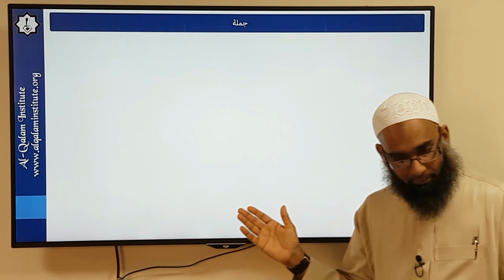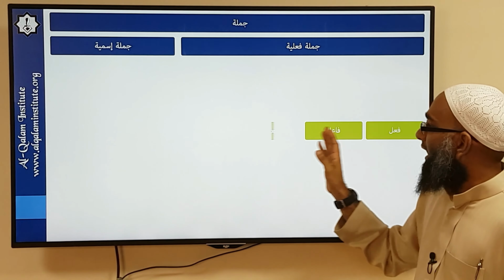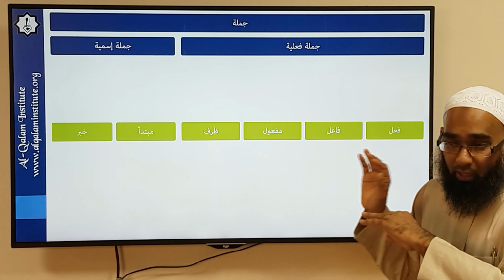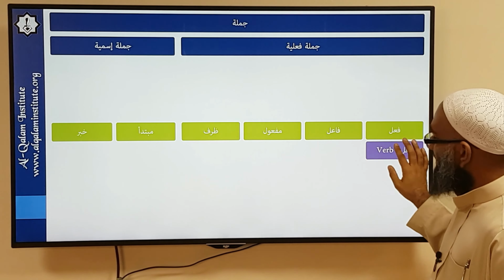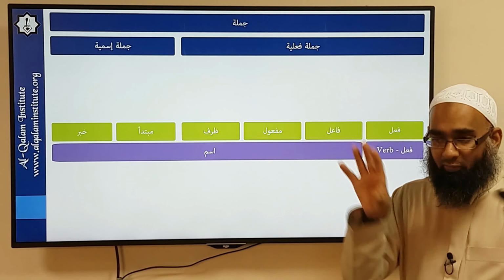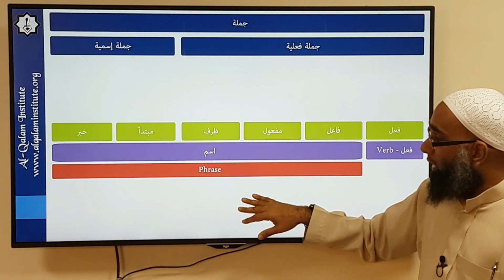You have a jumla, and the jumla can be what? Fa'liya or ismiya. Fa'liya is going to be fa'il, maf'ul, or zarf, and mubtada and khabar. Right? These are all what? Slots. And the slots can be what? This is going to be a verb, and the rest can all be what? An ism. Wherever you get an ism, what can you do now? Replace it with what? Phrase or a pronoun.